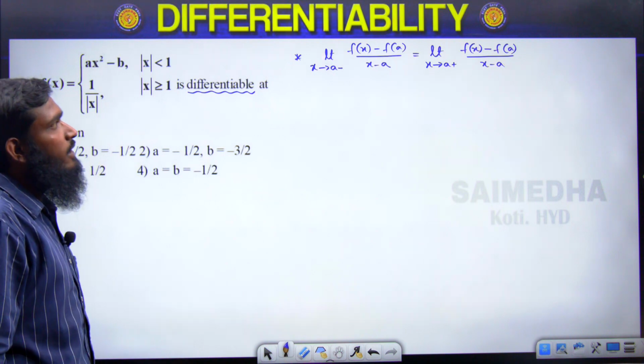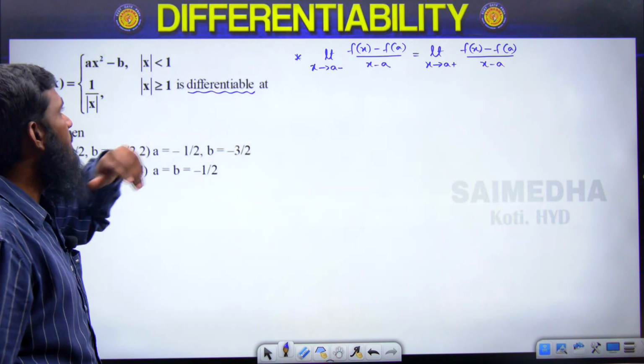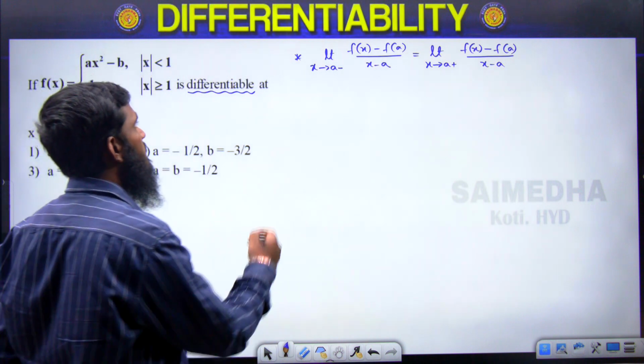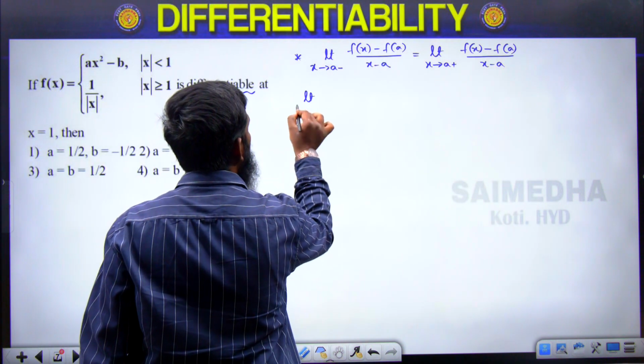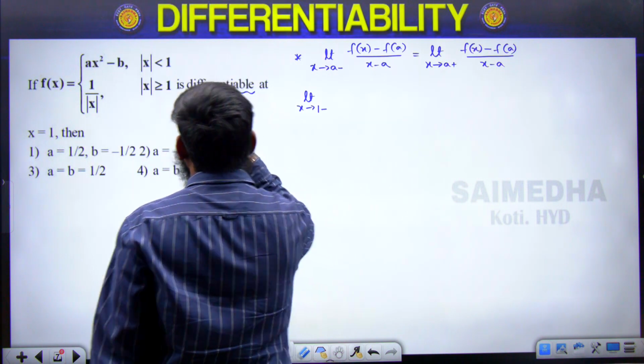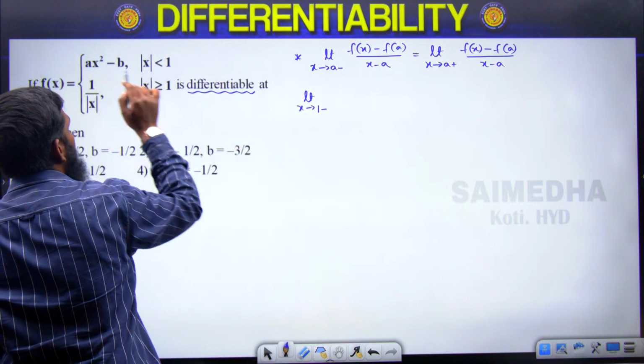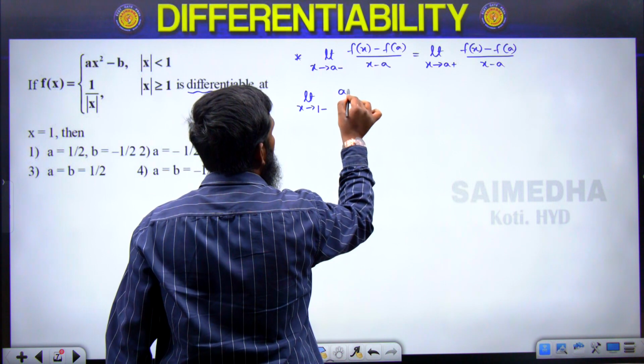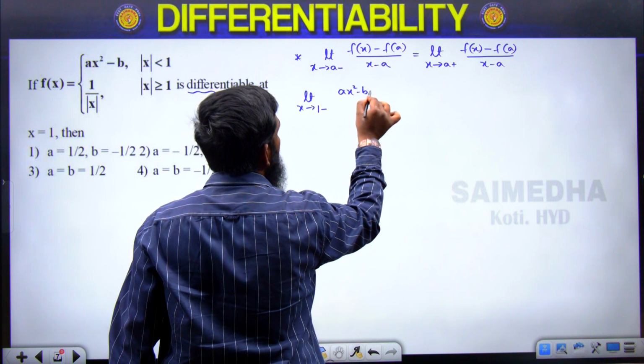Now let us do one thing over here. Let us substitute the values. Limit x tends to a minus. A means what we are having? 1. So let us take this part. Limit x tends to a minus means 1 minus. For 1 minus, what is f of x we are having? Ax square minus b. Ax square minus b minus.